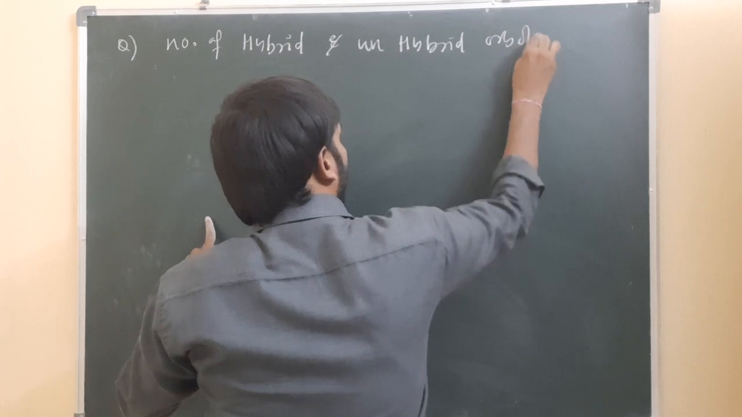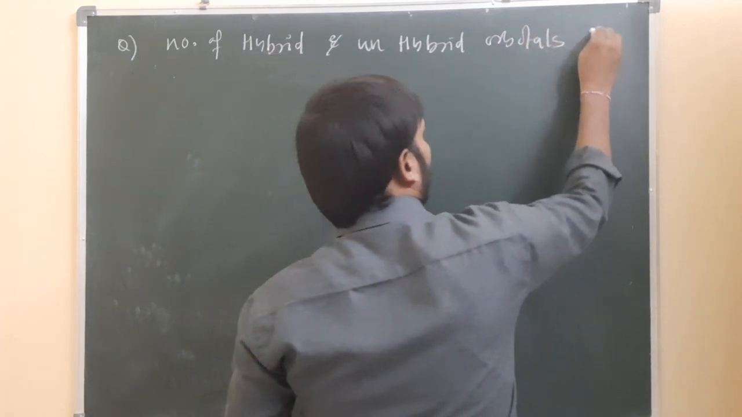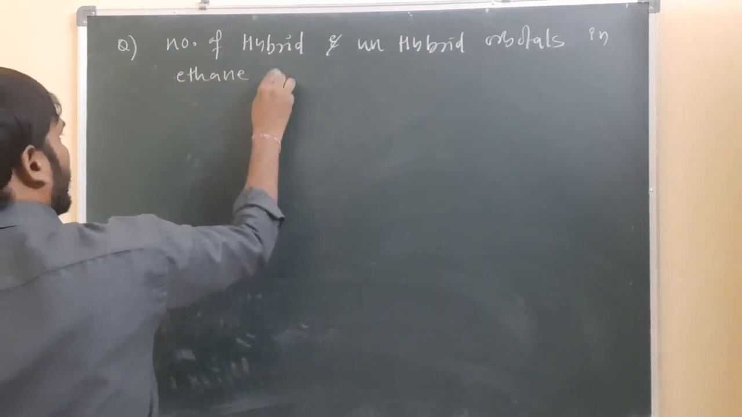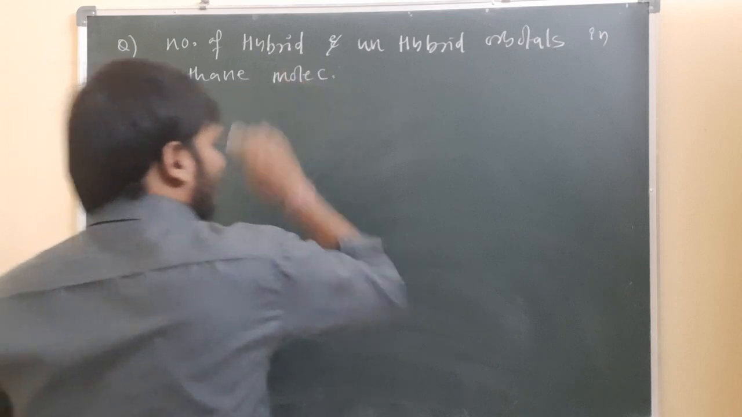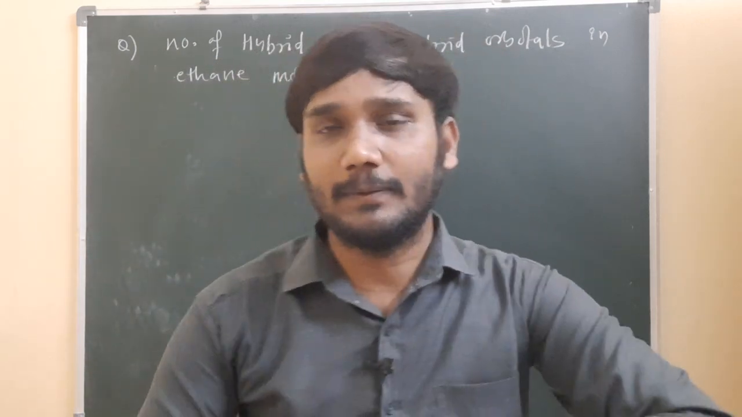Number of hybrid and unhybrid orbitals in ethane molecule. So the number of hybrid orbitals and the number of unhybrid orbitals in the ethane molecule. So what is the hybrid orbital, what is the unhybrid orbital, right?